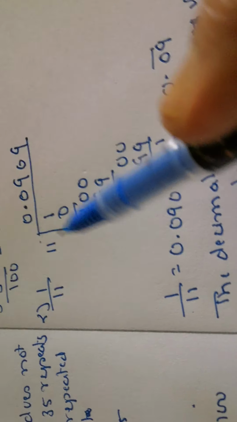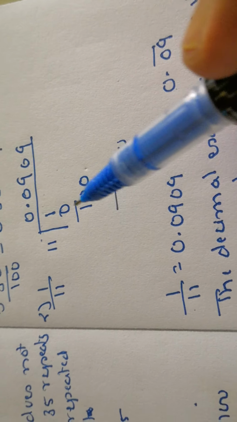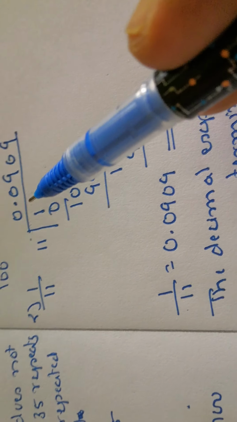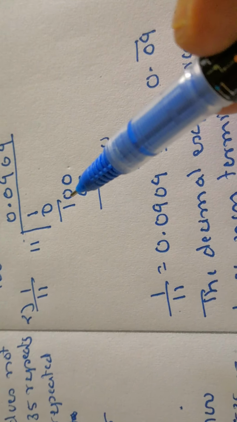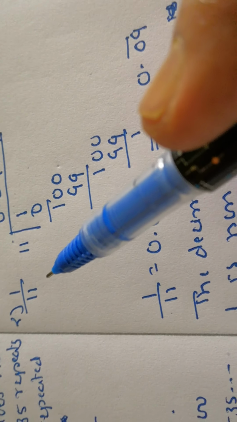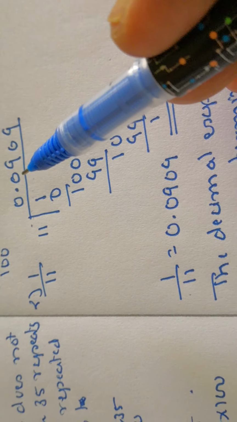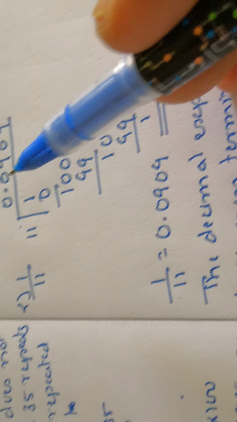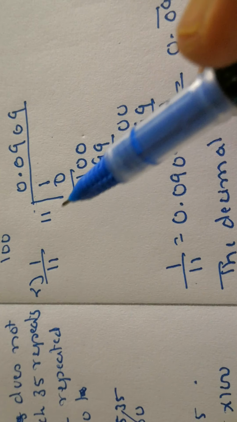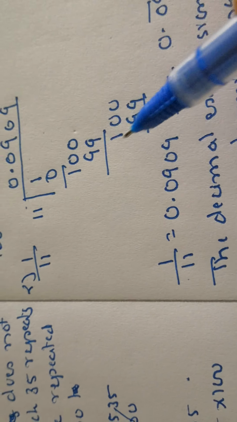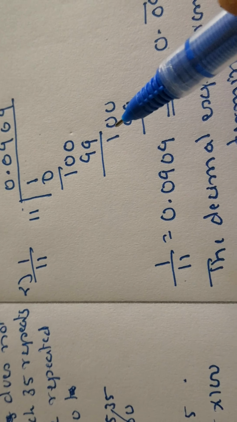1 upon 11. 11 zeros are 0. So I am going to get 1. Keeping a point, I am going to get 0. But still 10 is smaller than 11, so I want one more number. So I am keeping a 0 in quotient and getting 100. So 11 9s are 99. 1 is remainder.